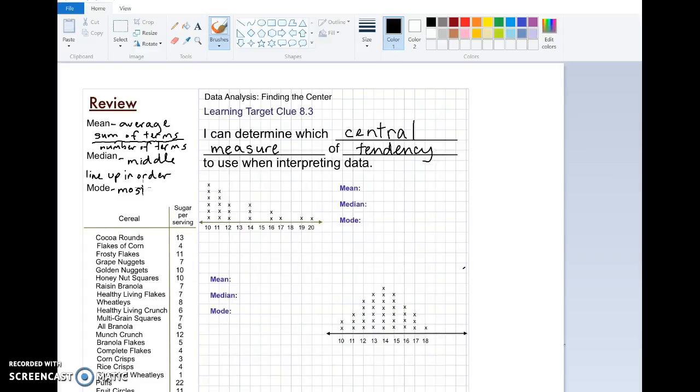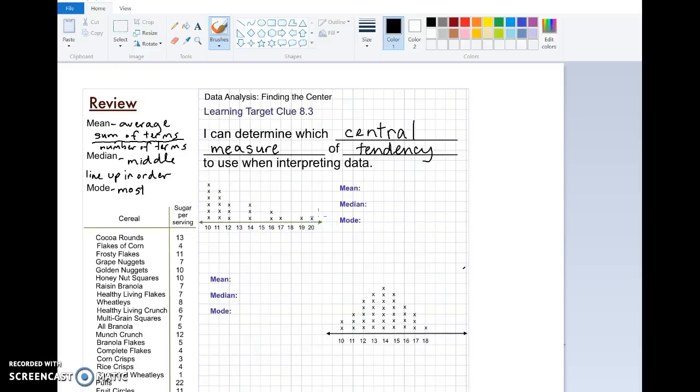So let's start by looking at this data that I have right here. I've got a line plot that has 10 to 20. My range is 10 to 20. And I have points or X's for each occurrence of it. So I have, let's see, 1, 2, 3, 4, 5, 6 10s and 5 11s, 3 12s, 3 14s, 2 16s, 1 17, a 19, and a 20.